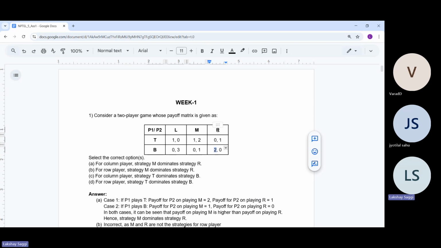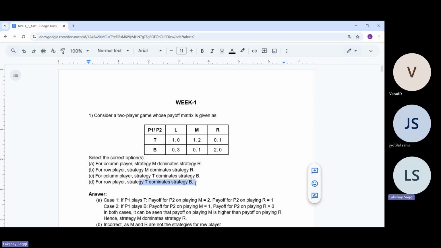So that's why this is not a dominating strategy. T is not a dominating strategy for the row player. Because what do you mean by dominating strategy? Irrespective of whatever the column player plays, if T was always a better strategy than B, then only it would have been a dominating strategy. But here we can see that if the column player played R, then B was a better strategy than T. So since 0 is less than 2, T does not dominate B.